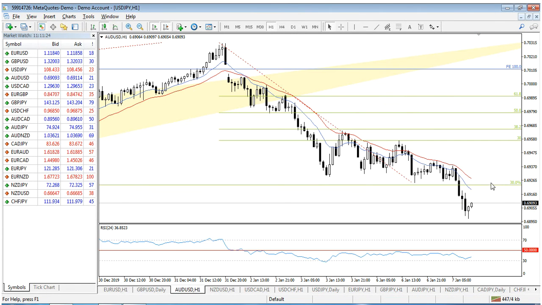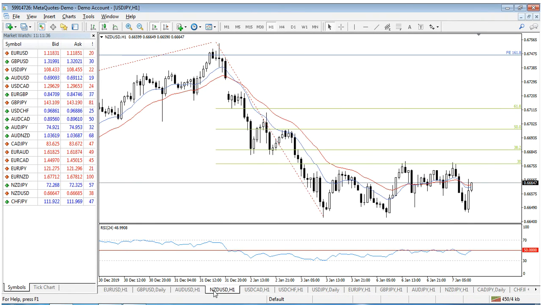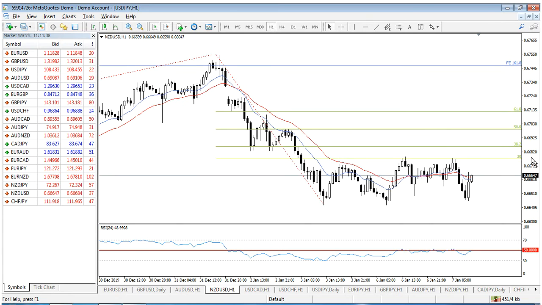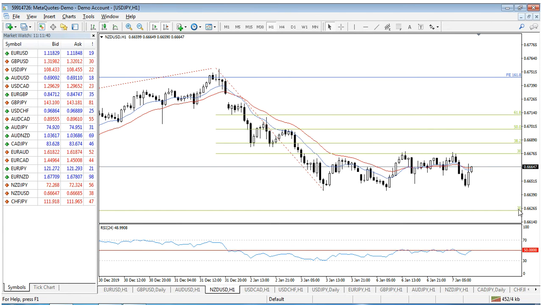Australian dollar reached our target and closed at the target. So it is very nice to stick to the plan. Sometimes you hold on to the trade and you get your target. New Zealand dollar did not hit the target, because the target is here, 66.26, 66.20. This was the area.